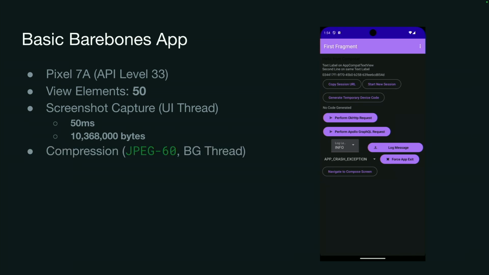And then compression can be done in a background thread. It's not terrible. 50 milliseconds, let's say. And the end size, yeah, like 100 kilobytes, sorry, for this very simple screen.